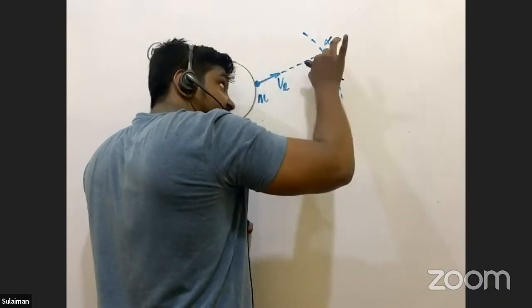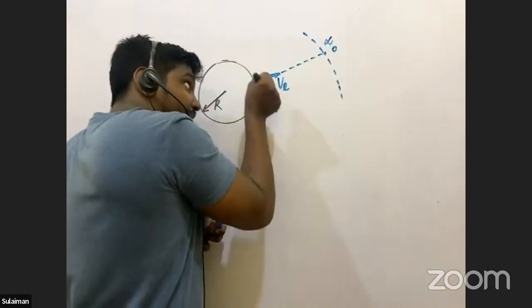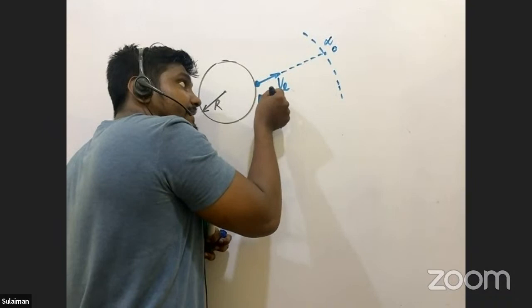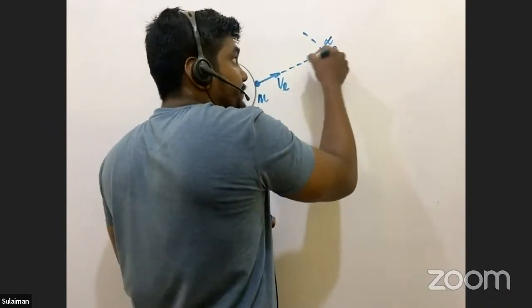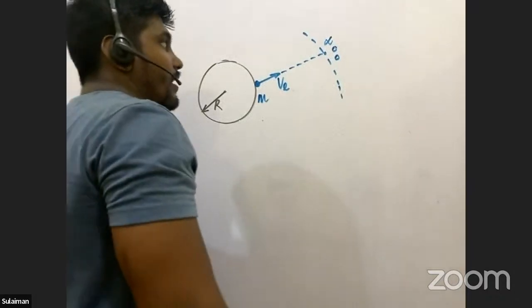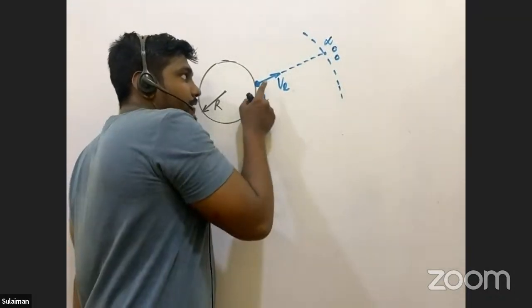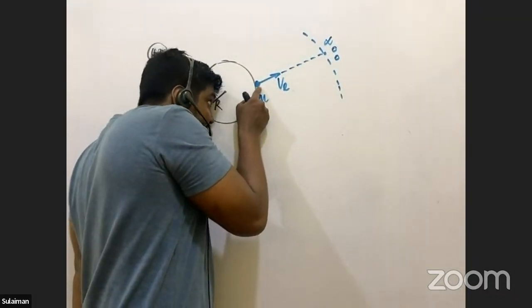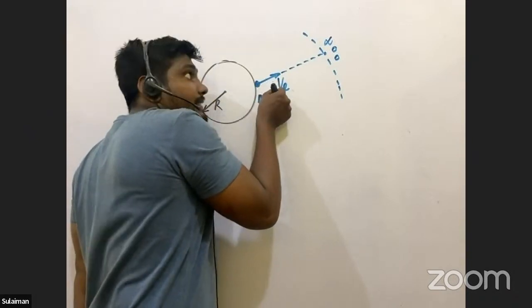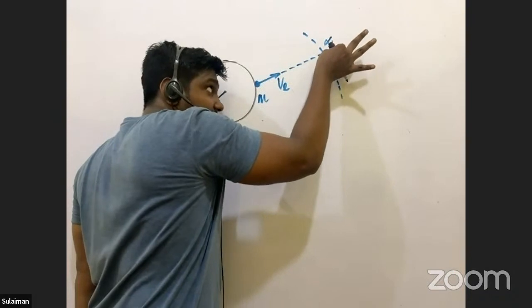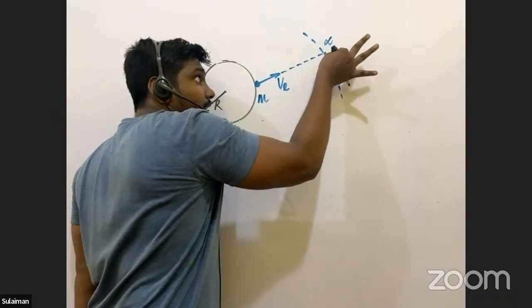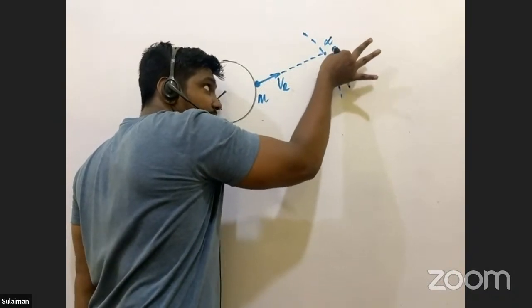When this object reaches infinity, suppose you projected it with escape velocity, we know the kinetic energy of the object is also zero. Suppose you projected this one with escape velocity, as this object reaches infinity, the gravitational potential energy as well as the kinetic energy of the object will become zero.